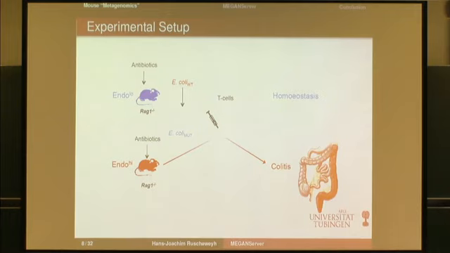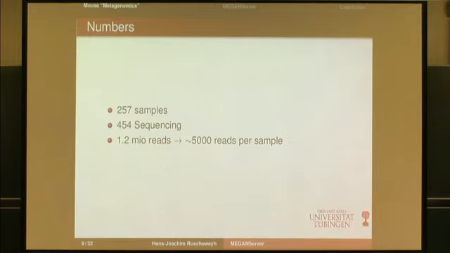Yeah. So our job there was to analyze the data. Over the past 3 years, they sent us a lot of CDs with 454 sequencing data, 250 samples. After pre-processing, which deleted more than 50% of the reads, we got 1.2 million reads, which means 5,000 reads per sample.